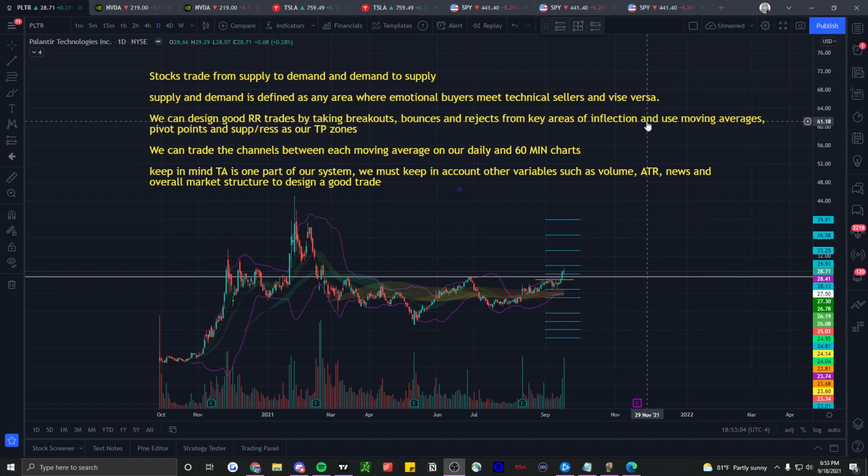And we use moving averages, and I personally use standard pivot points on my charts, which is different from what I mentioned before. But essentially, moving averages, pivot points, support and resistance is going to be our major take profit zones, as well as Bollinger Bands. But I kind of just bunch that in with moving averages. Essentially, when we have all that on our chart, we could trade the channels between each moving average on our daily and 60-minute charts, right?